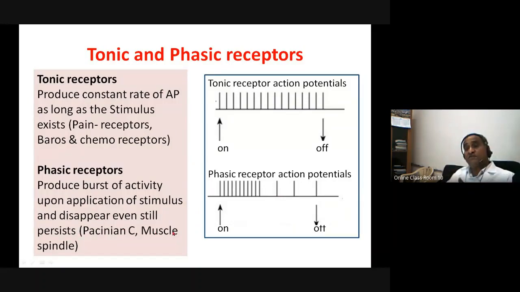Muscle spindle, what happens when you tap the muscle? There will be a burst of activity. Then it becomes silent. So these are phasic receptors. They have importance. Each one has its own advantages and its own functionality.